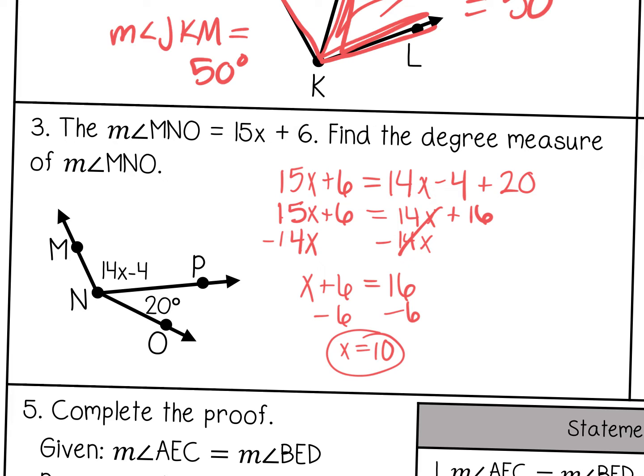Now that we know what x is, we can find the measure of our angle. We're going to take that 10 and plug it in for x. So 15 times 10 plus 6. 15 times 10 is 150. Add the 6, so it is 156.